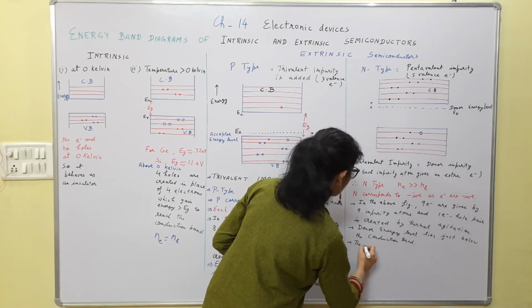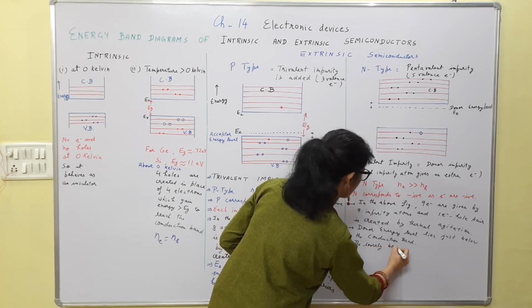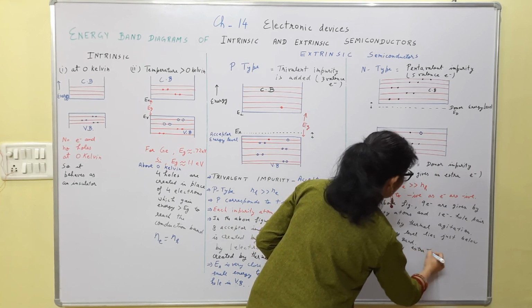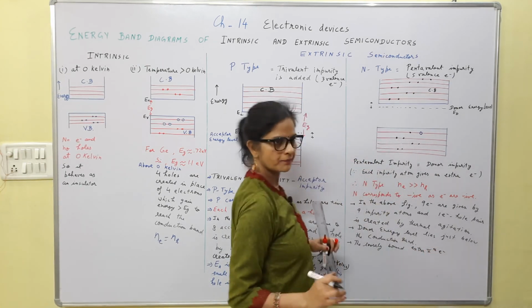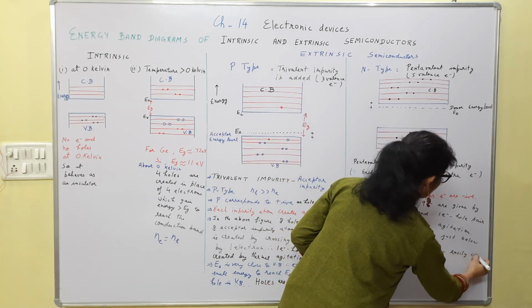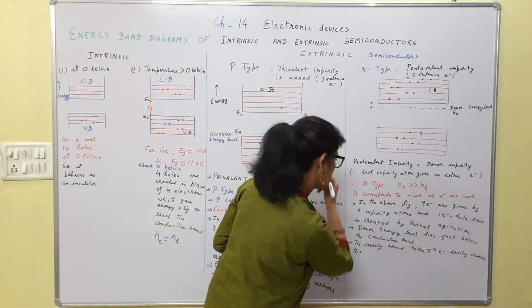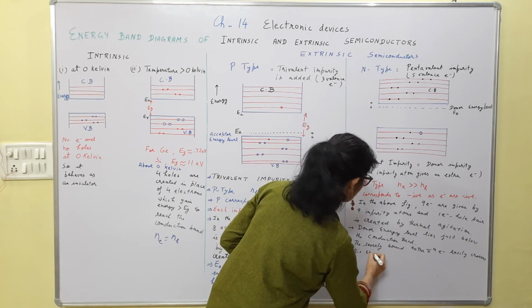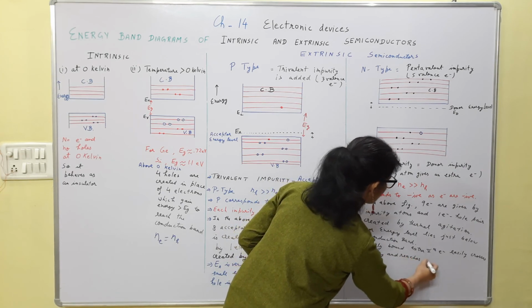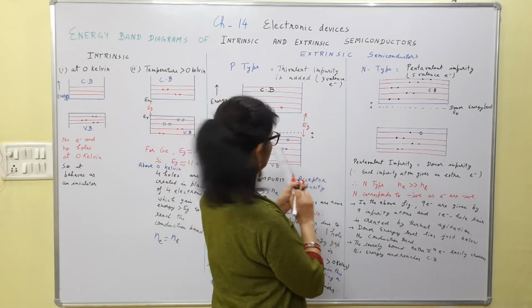So the loosely bound extra, or you can say fifth electron, easily crosses this energy and reaches the conduction band, right?